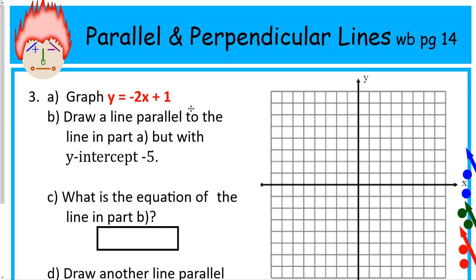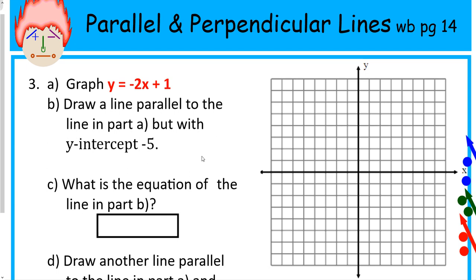All right, graph y equals -2x plus 1. Plus 1 is our y-intercept, so we start on the y-axis at 1, and the slope is -2 over 1. So down 2, over to the right 1. Add your line. Now draw a line parallel to the line in part A, but with a y-intercept of -5. So we're going to do a second line.